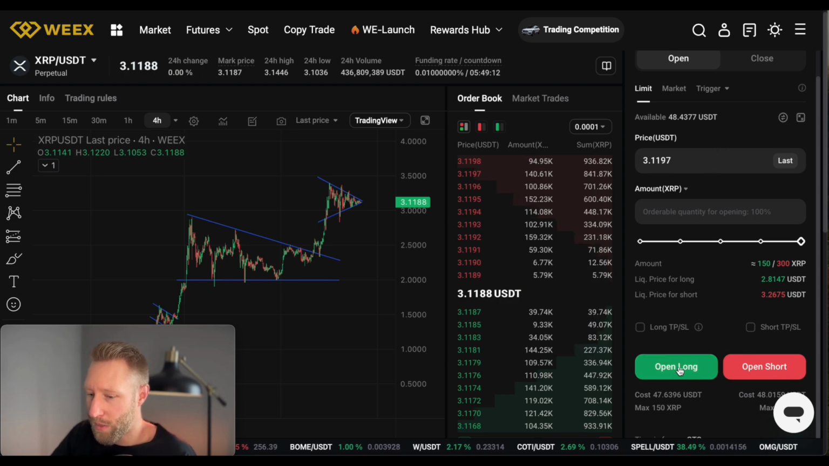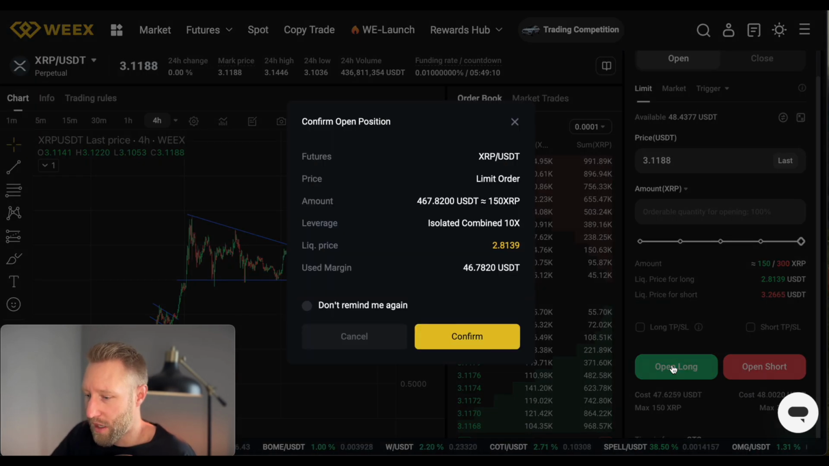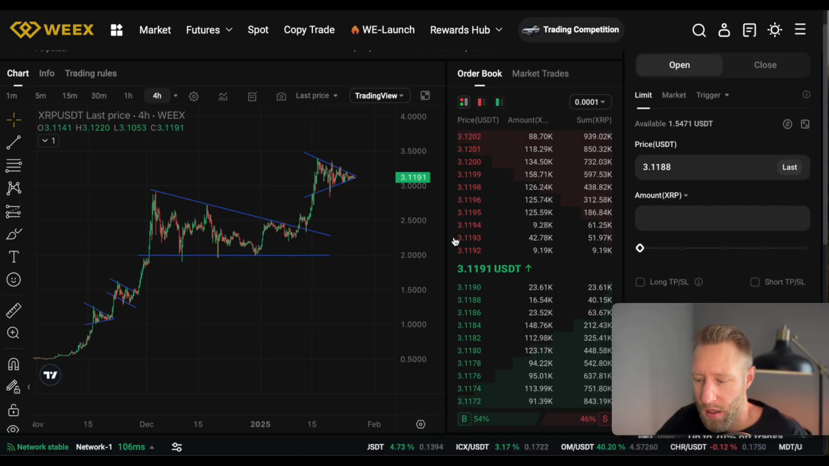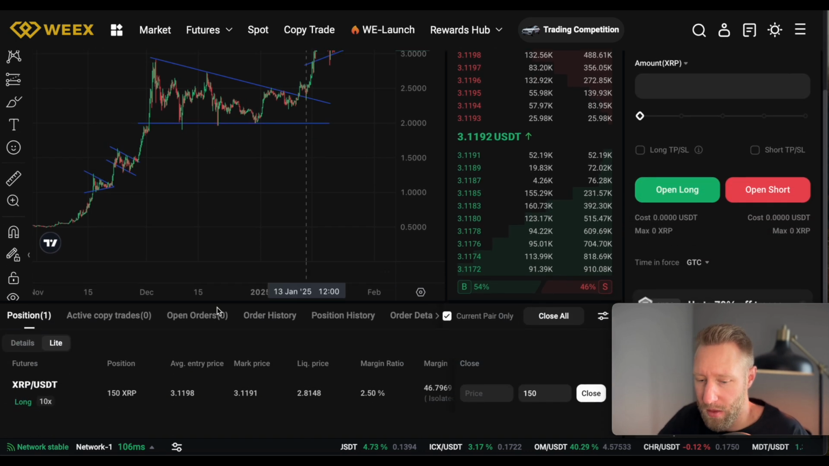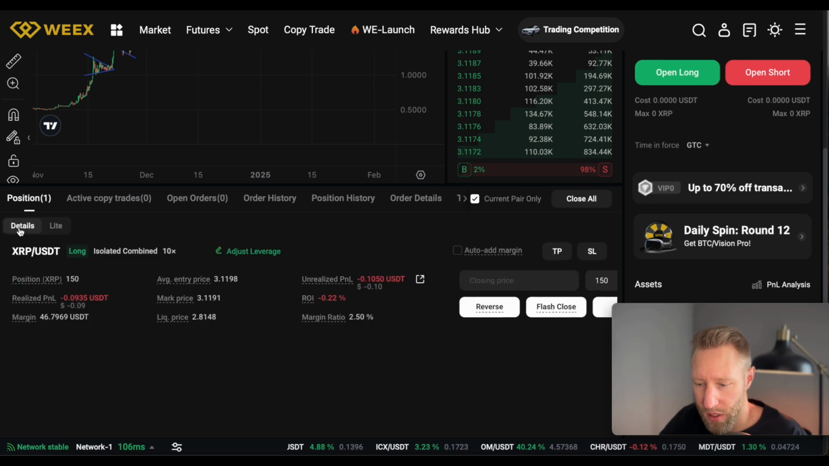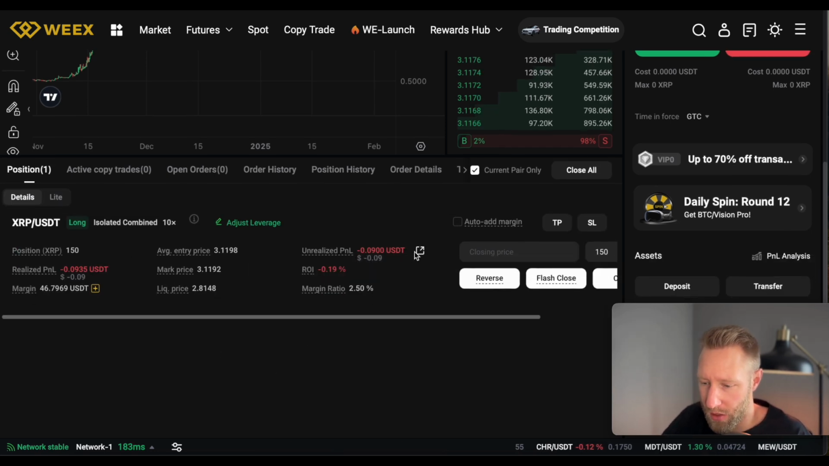And so if I go ahead and open this position at the current price right now, I can go ahead and confirm it. It's confirming here the amount, 150 XRP, liquidation price of $2.81, and I'm using the margin here of $46.78. And so I went ahead and opened up that position. If I scroll down to the bottom here, we can see my position open for XRP. Something to be paying attention to here, you can go light or details. And it'll show you your realized profit right here.